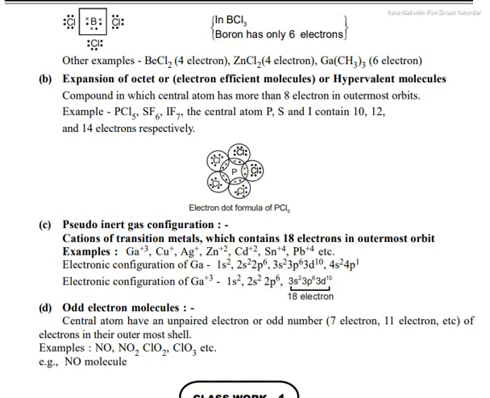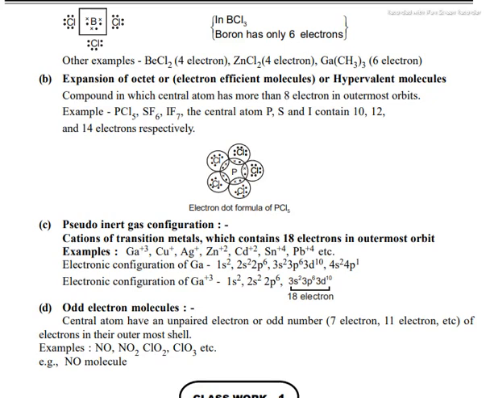Now the second exception is about hypervalent molecules, meaning expanded octet. One type of compound has fewer electrons, and another type has more than 8 electrons, but they are still stable, like PCl5, SF6, IF7. These compounds have more than 8 electrons in their outermost shell. So this was also not explained by the Lewis octet rule.